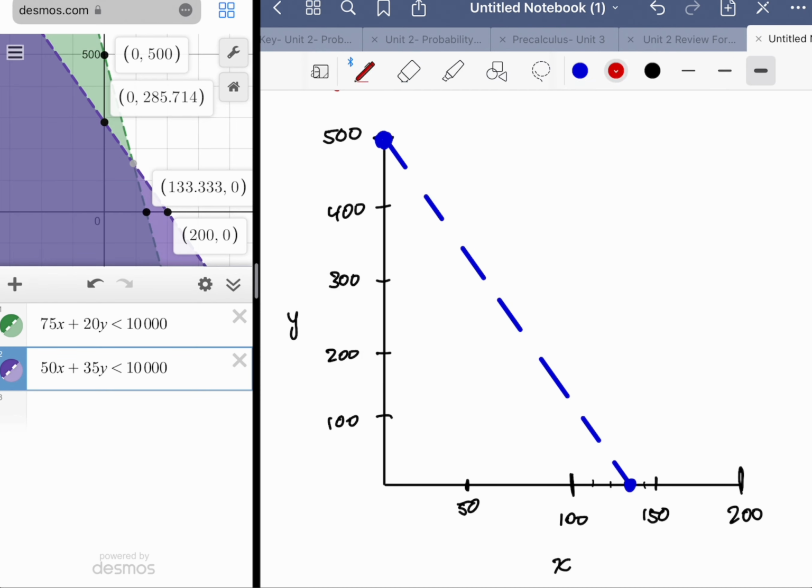And then the same idea for the other one, 285. Just break your increments up a little bit. So 10, 20, 30, 40, 50, 60, 70, 80, 90. That sounds fun. So it's going to be somewhere in this neighborhood. The other point is 200. Again, it's got to be a dashed line.